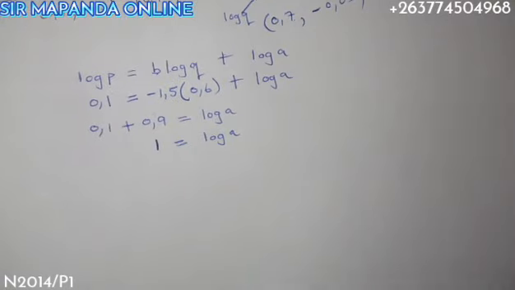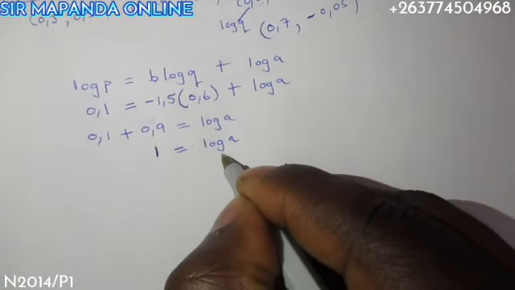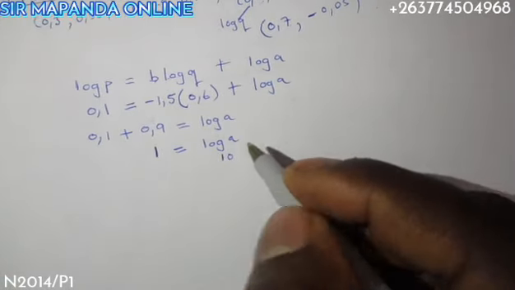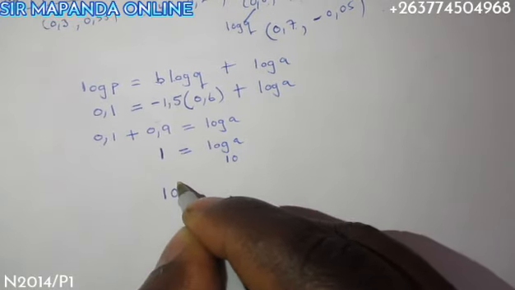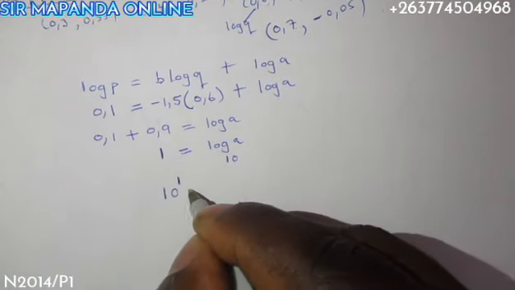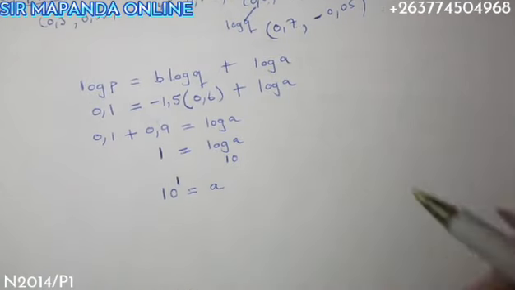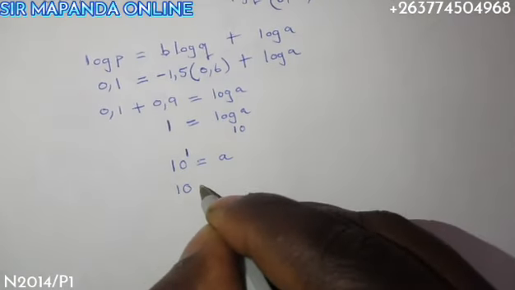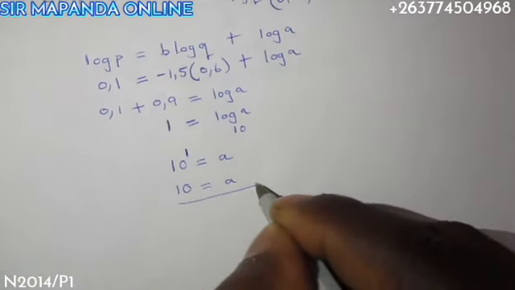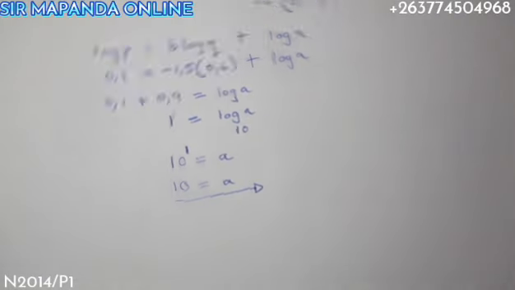So remember, a log without a base is in base 10. So you simply take 1 and raise 10 to the power of 1 so that you make A the subject of the formula. 10 to the power of 1 is 10. So A is 10, and this is your final answer.